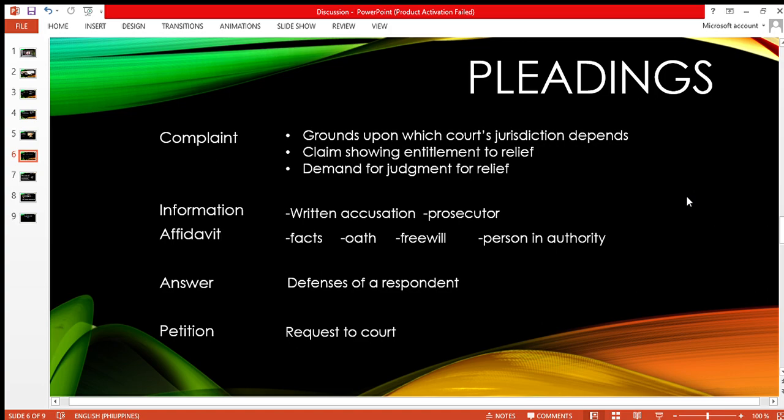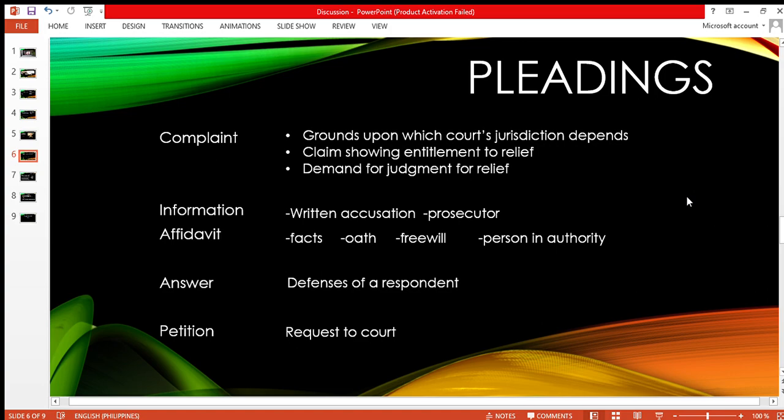Sabi niya, hindi ko pinovoke si Pedro. Pumunta lang ako doon, sinabihan ko si Pedro, and then sinampal niya ako. So there's a claim. There's a claim of unprovocation. Okay? There's a claim that there is no existing provocation on the part of Ana. So there's a claim. So next is demand.